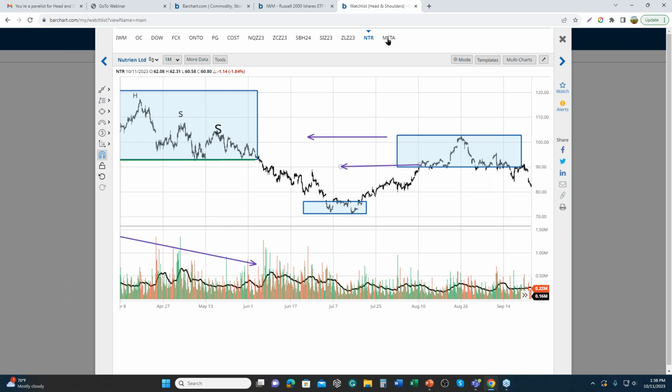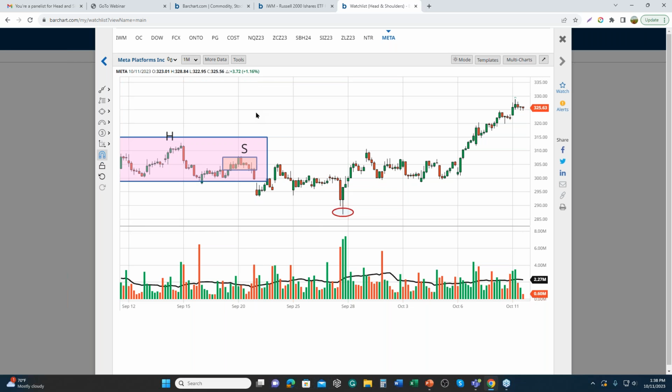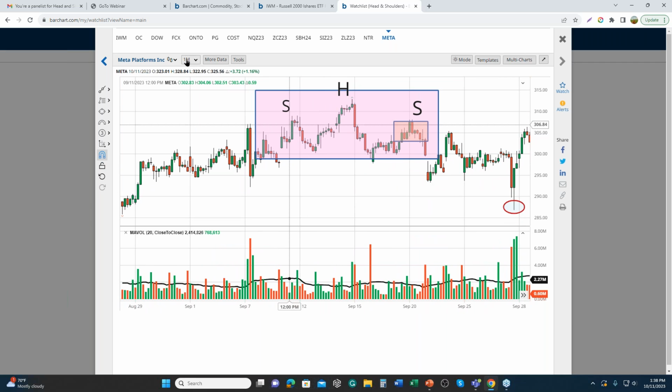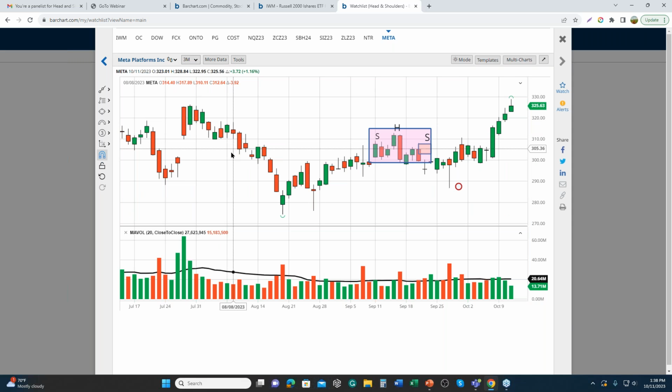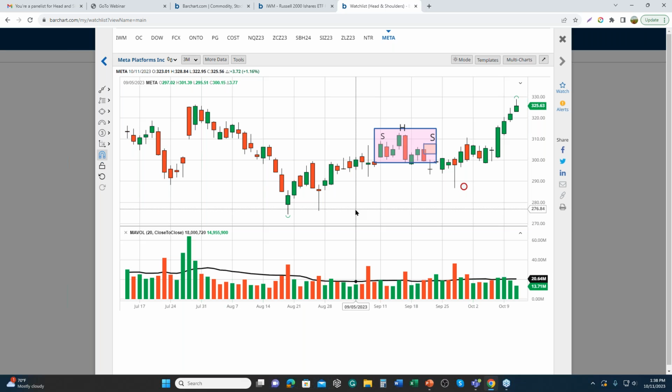That brings me to Meta. Now, Meta here is going to be something a little bit different for you. So let me just change this time frame. I want to go from monthly to 60 minutes. I'm going to go to, first, let's start out in a daily chart. This is a three-month daily chart.